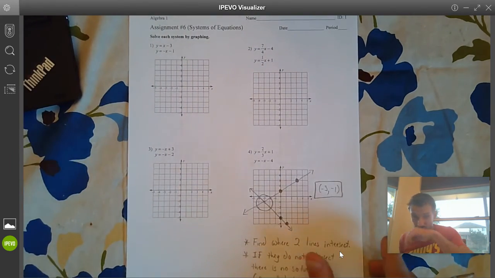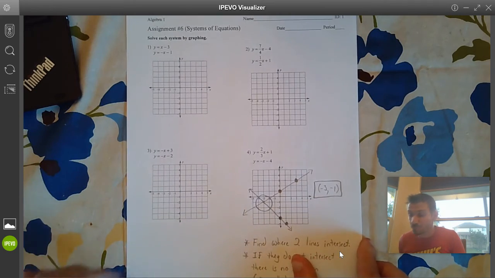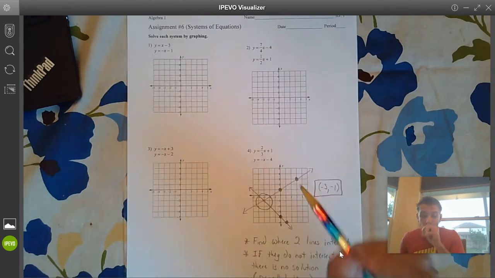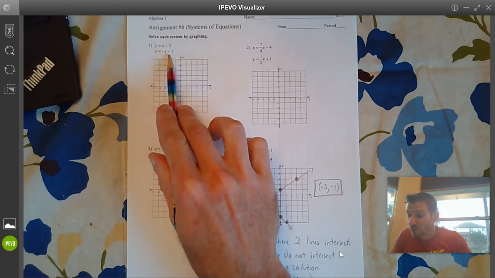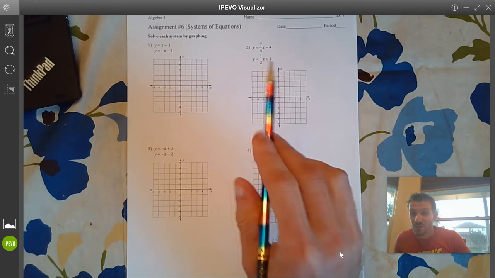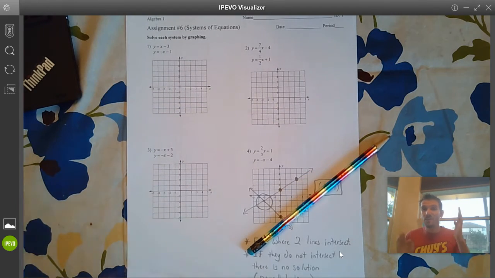Your last assignment was assignment number 6, and all we're doing here is solving each system by graphing. And notice you get 2 lines in every problem. So here's how this works. 2 lines, all they can do is 3 things. They can cross, which your answer would be where they cross. 2 lines can be parallel, meaning their slope is exactly the same. They will never cross, meaning you will not have a solution. Or it could be 1 line on top of another line.